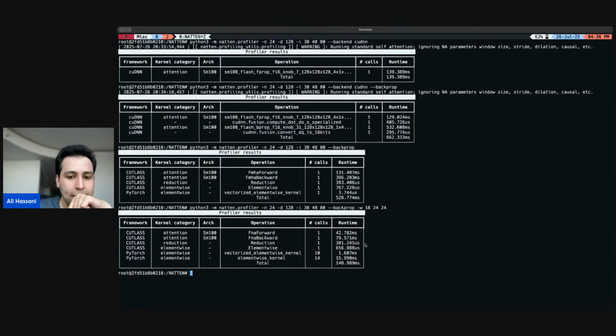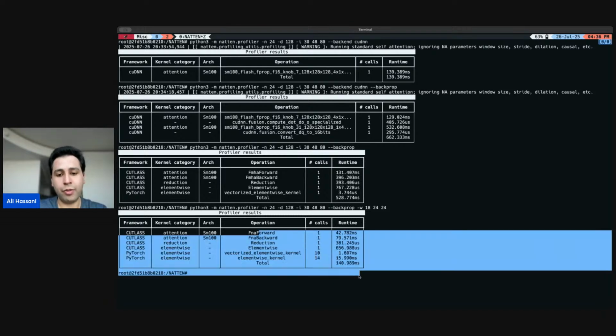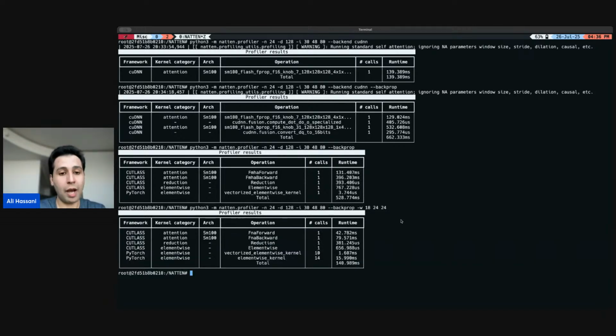Anyway, over here, if we want to just look at operation level and not include the cost of the memory operations, our baseline is roughly 131, and we're accelerating it down to roughly 43 milliseconds. That's roughly a 3x speedup, so pretty much what we expected. And in backward, we're doing 396 divided by 79.57. That's roughly 5x.